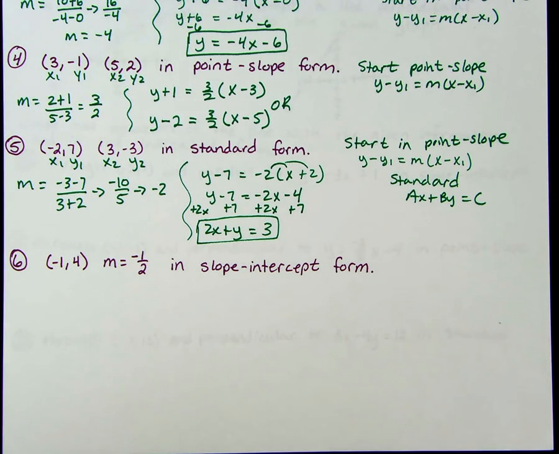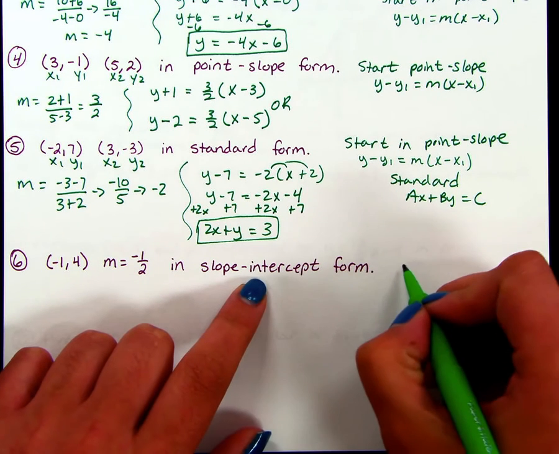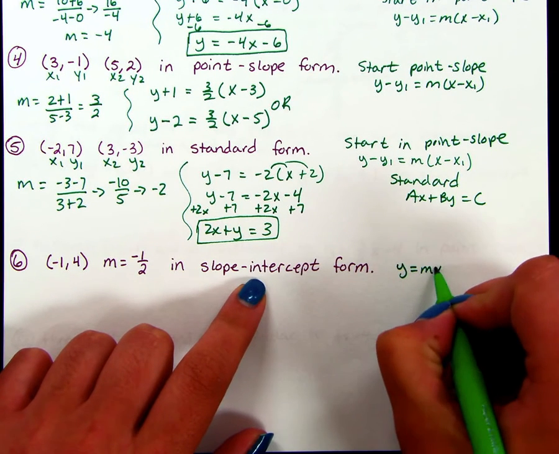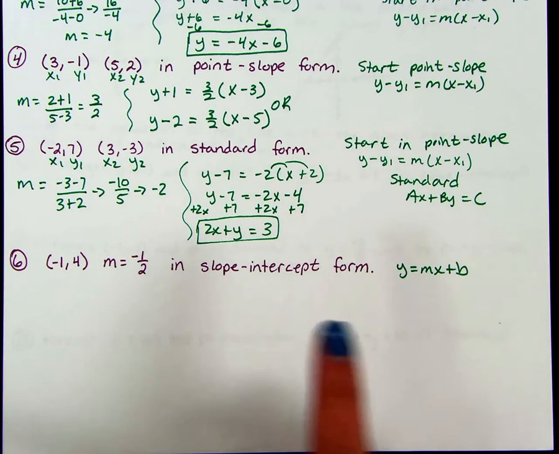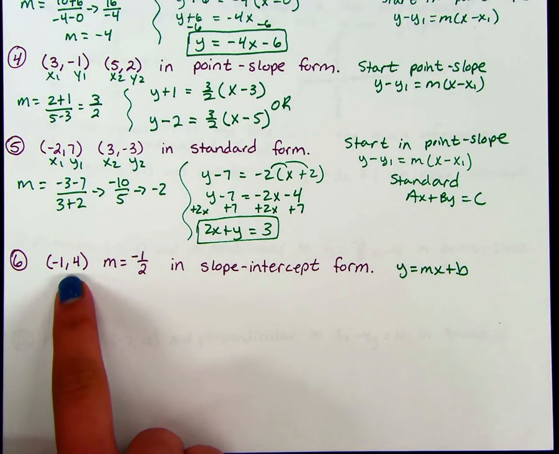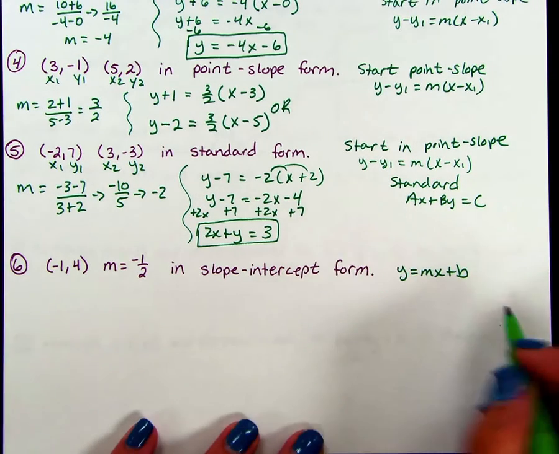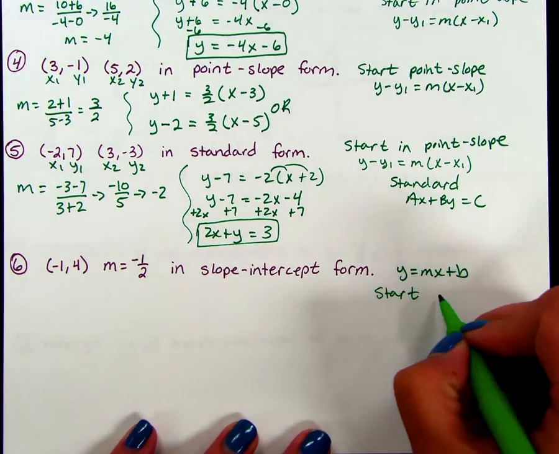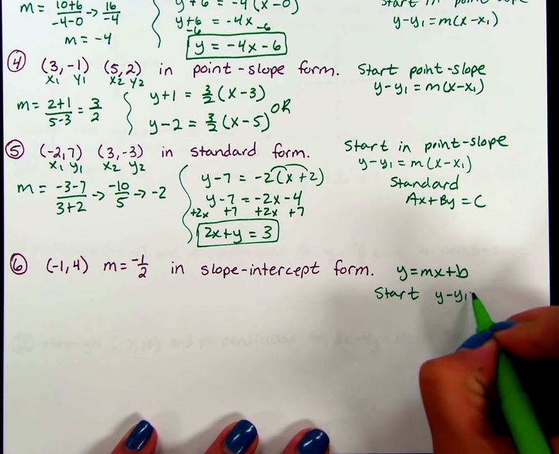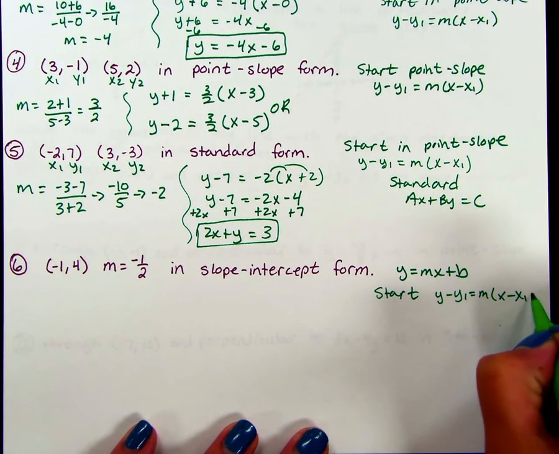All right, our next example. So again, we're writing an equation. So we want it in slope-intercept. So remember, slope-intercept is y equals mx plus b. And when we look at our information, we have a point and we have a slope. So that means that we have to start in point slope. So that's the y minus y1 equals slope times x minus x1.